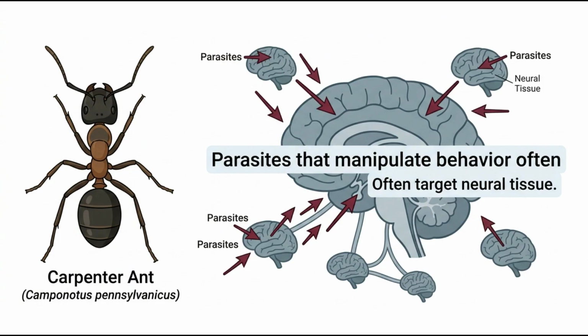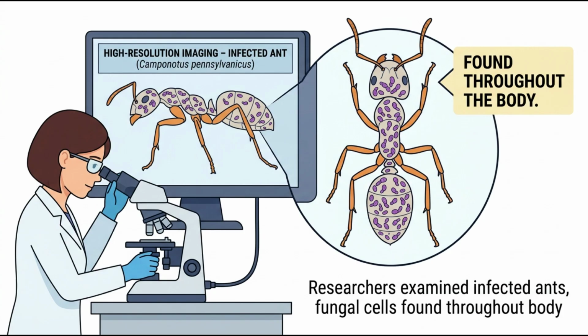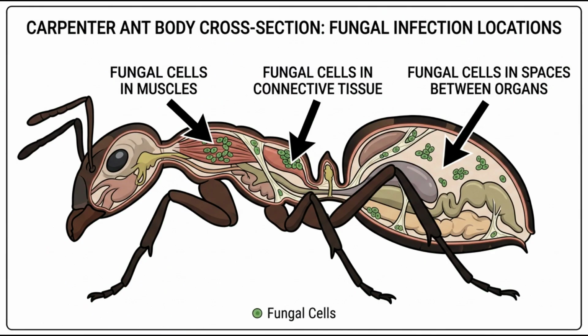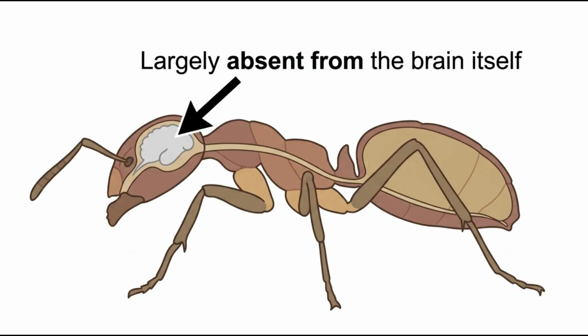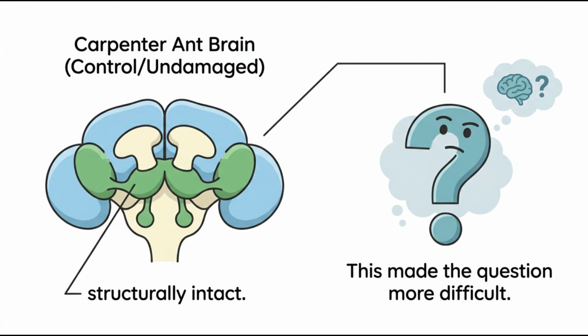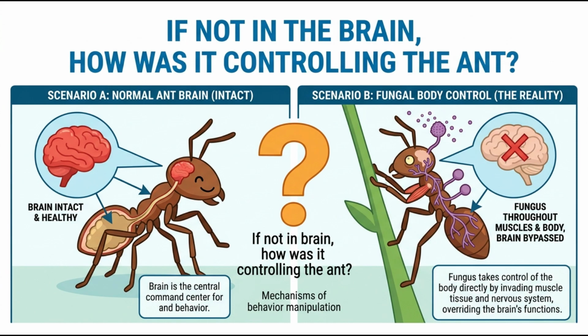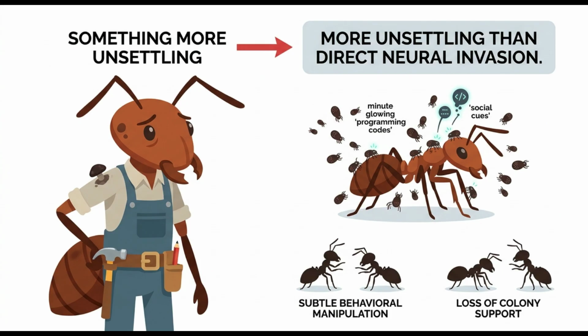Parasites that manipulate host behavior often target neural tissue, but when researchers examined infected ants under high-resolution imaging, the fungal cells were found throughout the body, in the muscles, in the connective tissue, in the spaces between organs, but largely absent from the brain itself. The brain appeared structurally intact. This made the question more difficult. If the fungus was not in the brain, how was it controlling the ant? The answer involves something more unsettling than direct neural invasion.